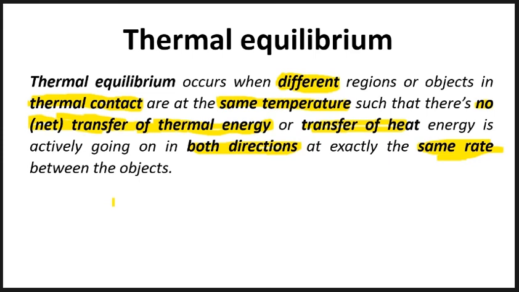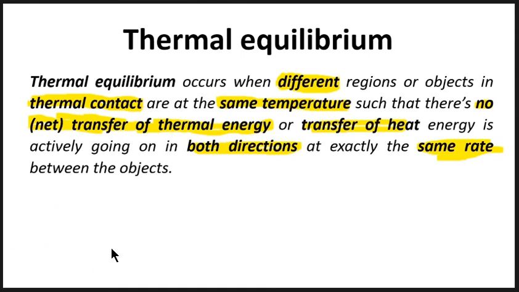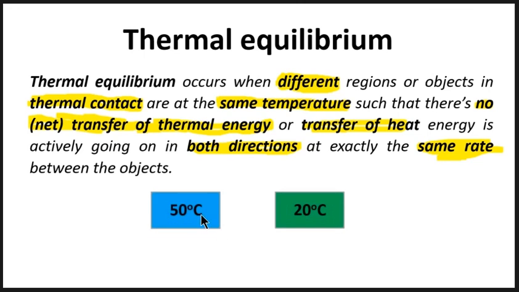Let's see how this plays out from an example right down here. Let's consider these two objects. See, this first object is 50 degrees Celsius.